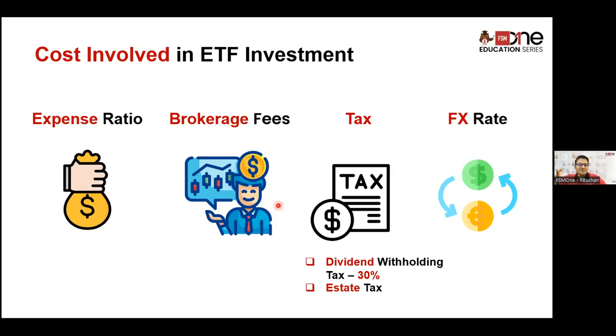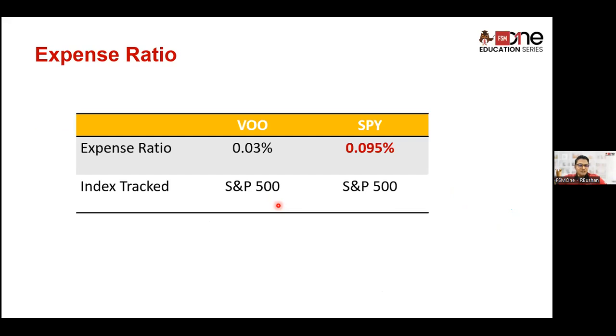So, expense ratio, ceteris paribus, when all things are equal, when everything is the same, you have this option of whether to invest in this ETF or this ETF. When you look at what the ETF does, VOO tracks the S&P 500 index, and SPY also tracks the S&P 500 index, but what makes them different is the expense ratio. One is 0.03, one is 0.095.